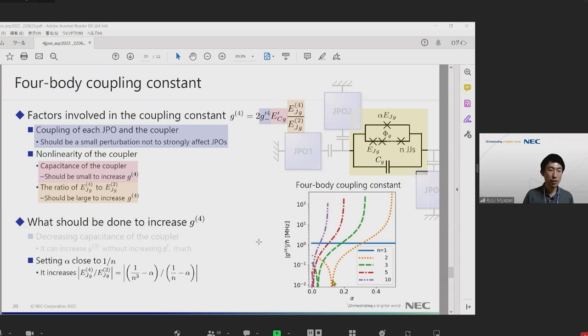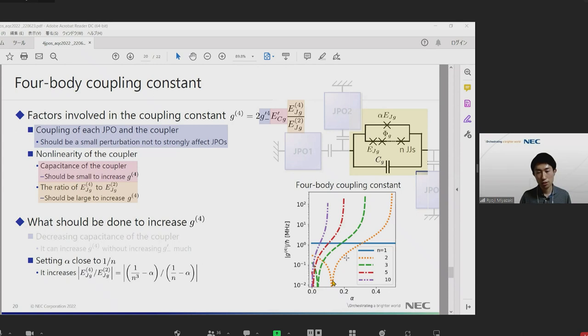And the other strategy is setting alpha close to 1 over n. It increases the absolute value of EJG4 over EJG2, represented like this as a function of n and alpha. This shows the plot of the four-body coupling constant as a function of alpha for different n. Different curves correspond to different n. Let me focus on the n equal 2 case.